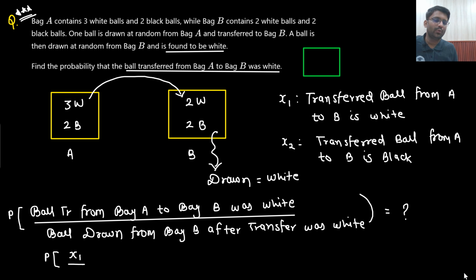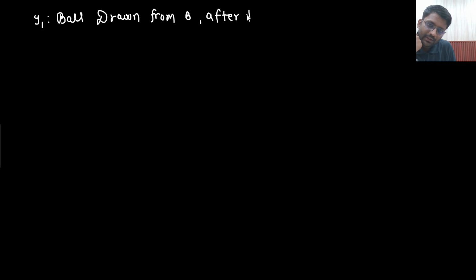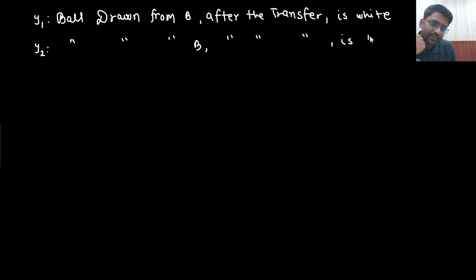What does that mean? I am going to make events y1 and y2 as well. y1 is the ball drawn from B after the transfer is white. And again I am making event y2: the ball drawn from B after the transfer is blue. So did you understand what I made?